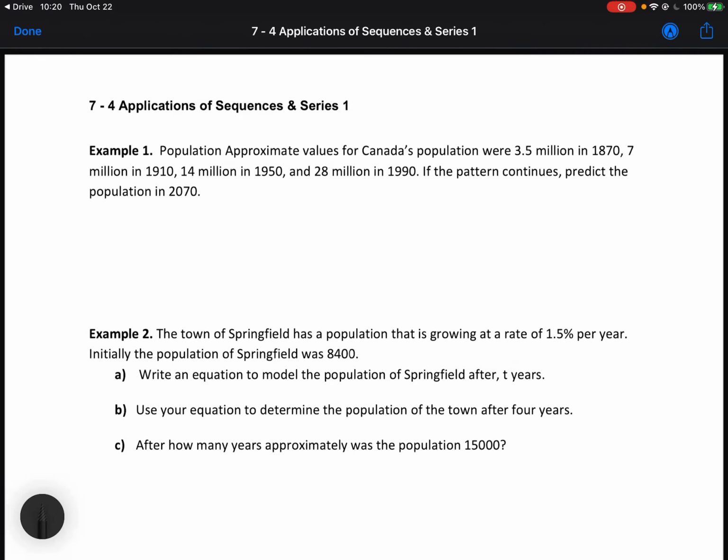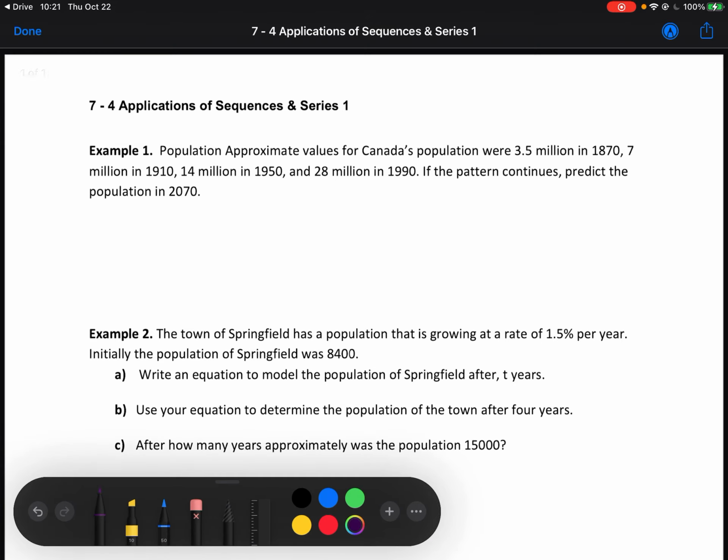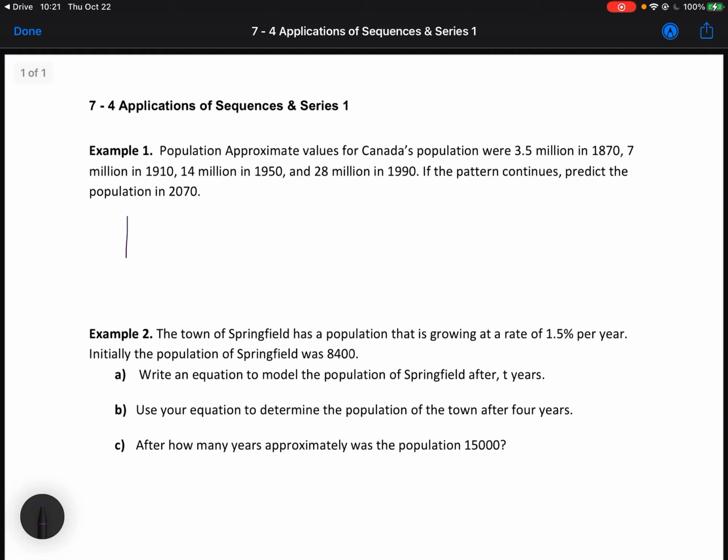Here are some applications of sequences and series. These three focus on geometric sequences. So this one is dealing with population, and the question gives me a whole lot of values for population. So I'm going to start by putting those into a table.